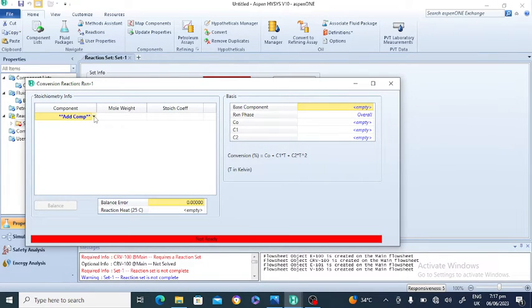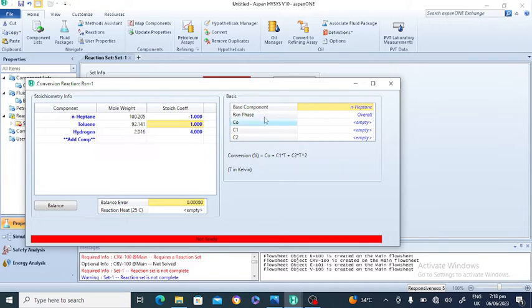So in this reaction, 1 mole of n-heptane is converted into 1 mole of toluene and 4 moles of hydrogen gas. So for the reactant we will put the negative sign: 1 mole of n-heptane gives us 1 mole of toluene and 4 moles of hydrogen. Okay, the balance error is 0.